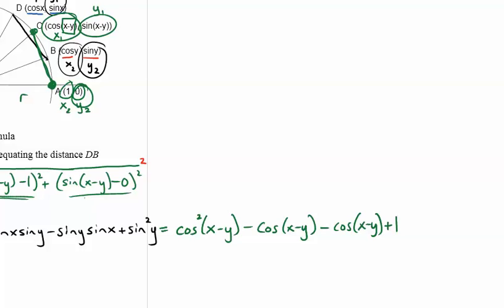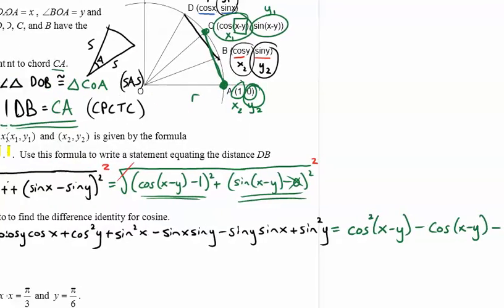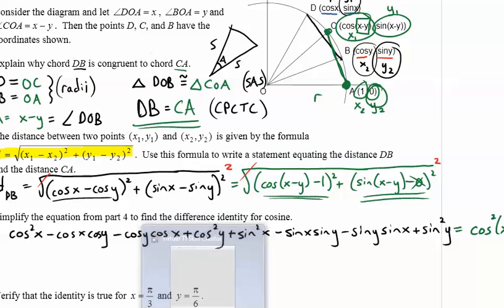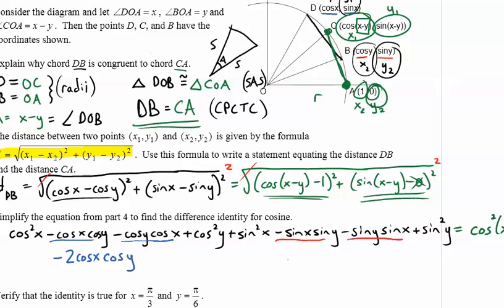Okay, this term's a little easier to expand because I have the 0. Don't even have to write that part. So this is just sine squared (x−y). Phew. Now I gather together all my like terms. Negative cos x cos y and negative cos x cos y is negative 2 cos x cos y. Negative sine x sine y and negative sine x sine y is negative 2 sine x sine y.